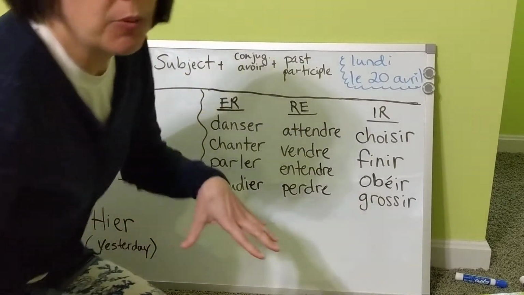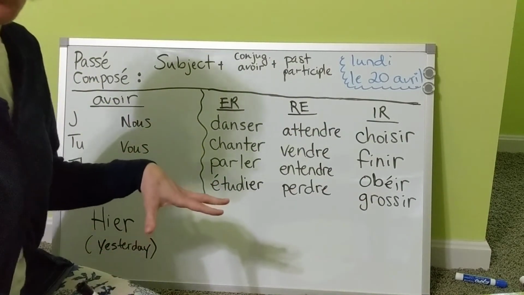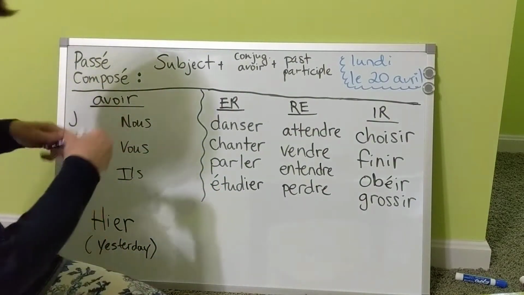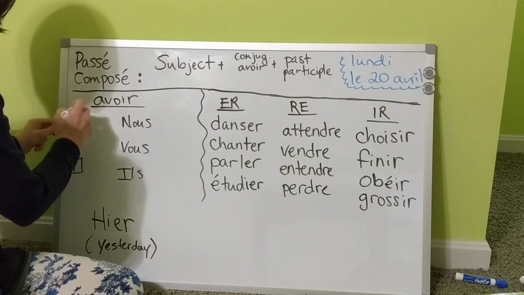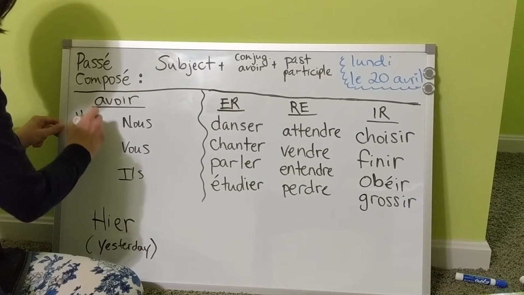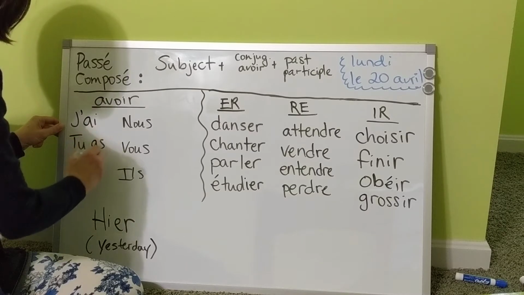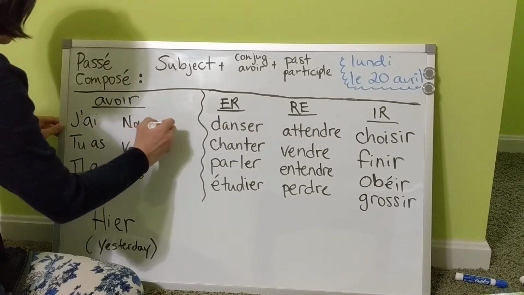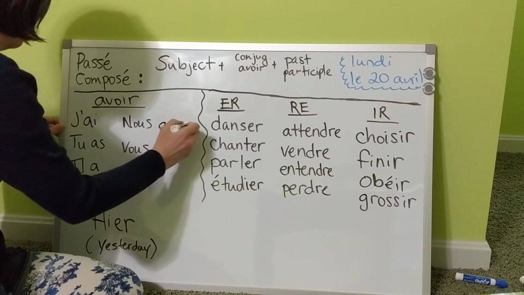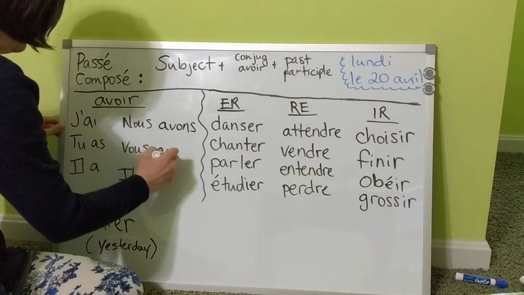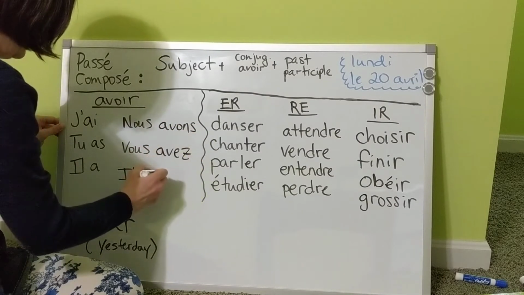And in order to form the passé composé, we need one of our most basic verbs, avoir. So first we're going to conjugate avoir to review. We have j'ai, tu as, il a, nous avons, vous avez, and ils ont.